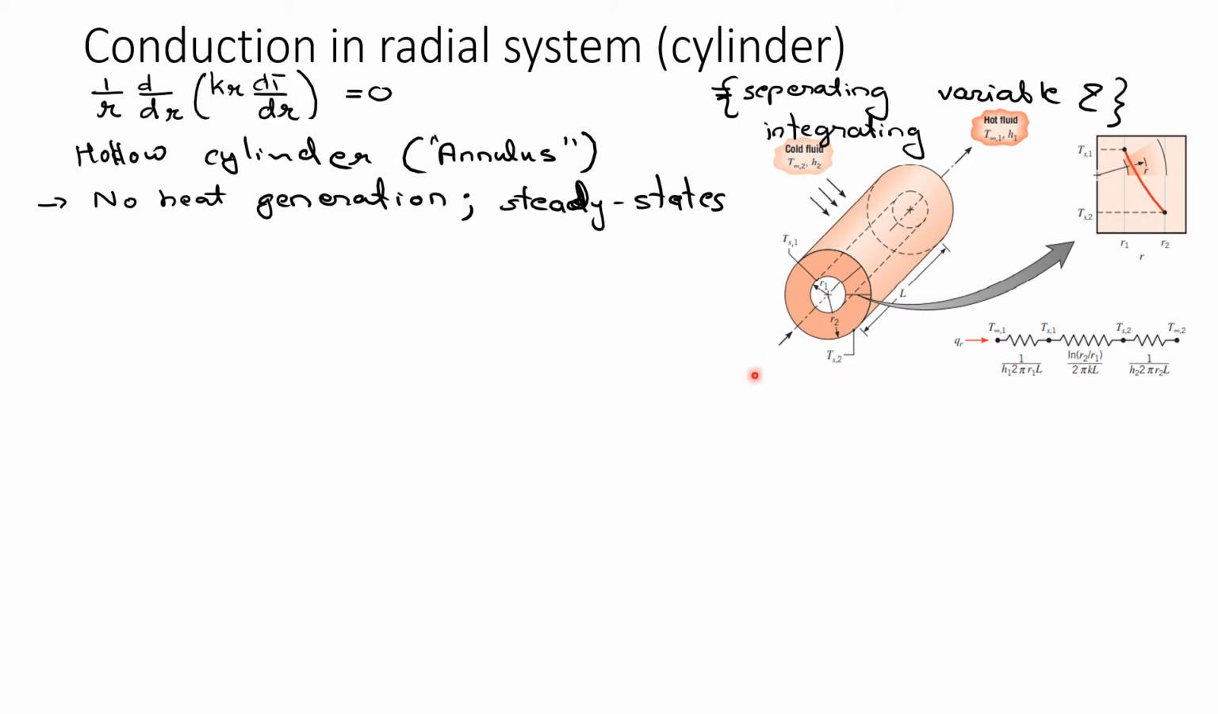Ts2. Let's assume that there's a hot fluid flowing inside and the hot fluid is at a temperature T infinity 1 and the heat transfer coefficient is h1 and there's a cold fluid flowing over the cylinder, the temperature of which is T infinity 2 and the heat transfer coefficient is h2. So if we draw a circuit diagram for this problem, our heat will be flowing, let's write this down, in radial direction.